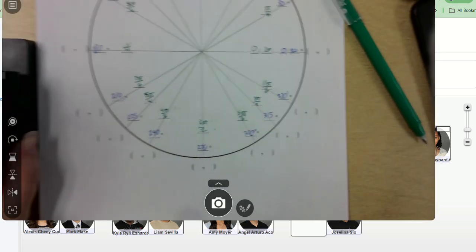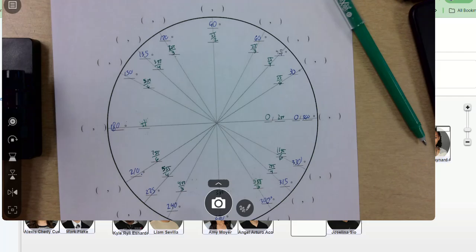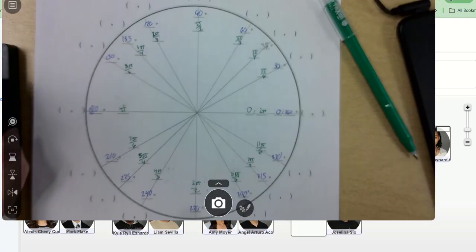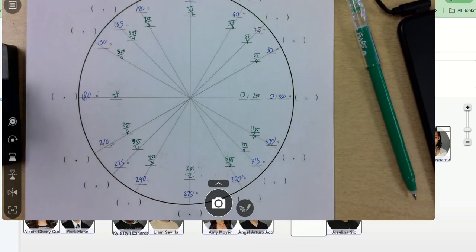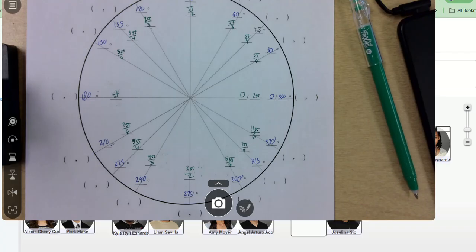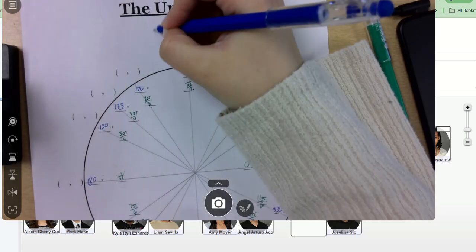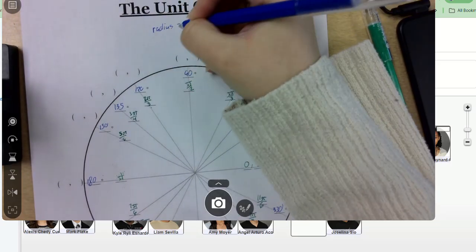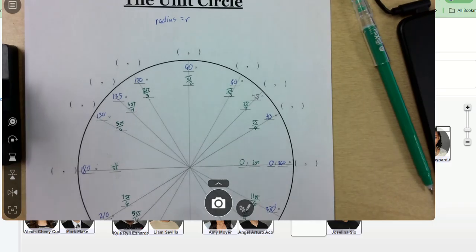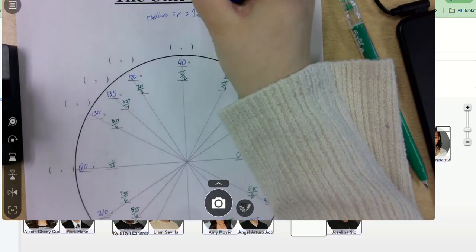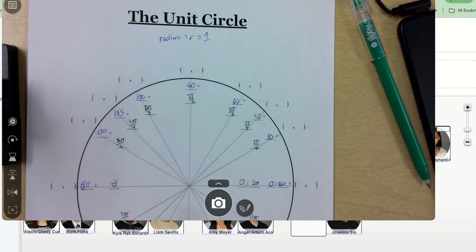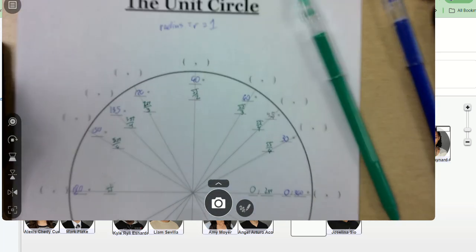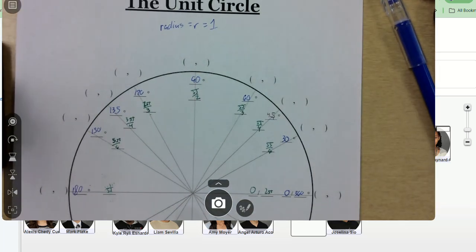If I scooch out, what else do we know about the unit circle? There are points, yes. What is the radius of the unit circle? What was it, Liam? It is r. What is r? Radius, yes, equals r. And the unit circle, unit, 1. It's always 1. This is a radius of 1.